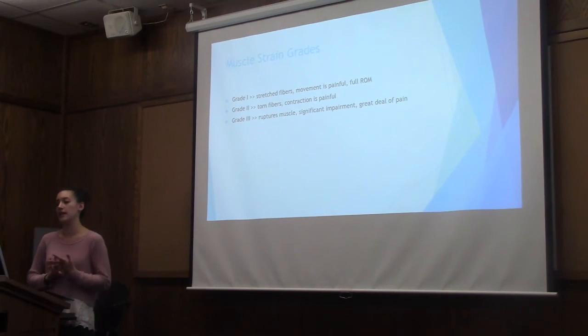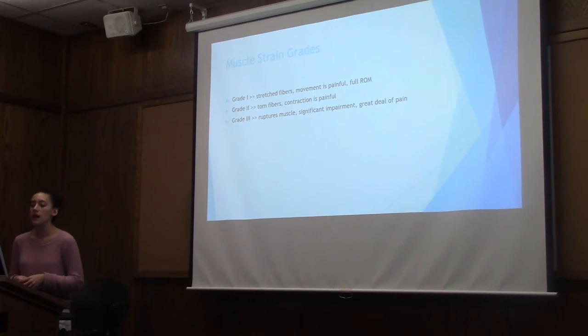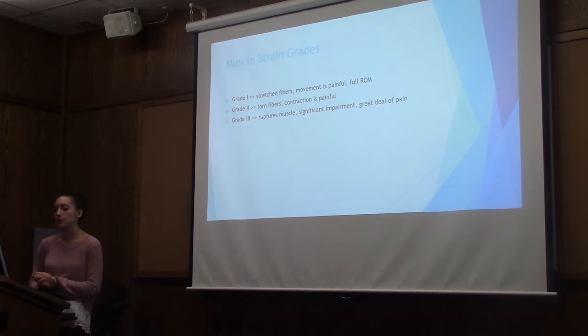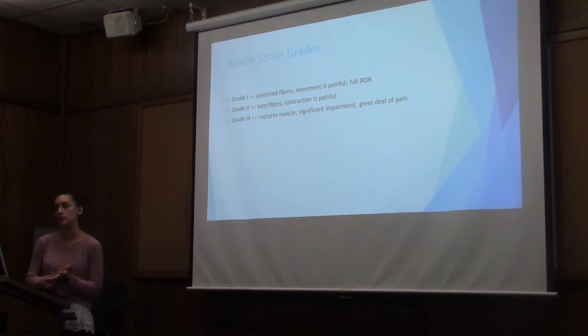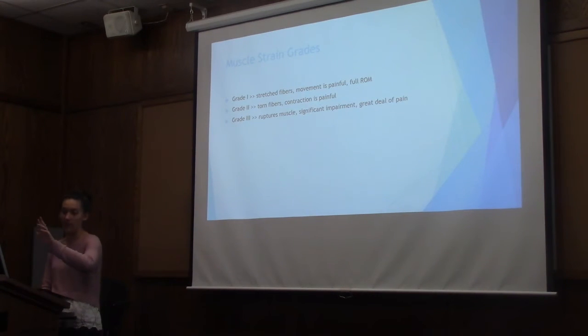Okay, muscle strain grades. So know the difference in grades. Be able to list characteristics, compare them, match them. Grade 1: stretched fibers, movements painful, but you still have a full range of motion. Grade 2: torn fibers, contractions painful. And grade 3 is the worst, where the muscle is actually ruptured, with significant impairment and a great deal of pain. And these are going to be similar to ligament strain grades.